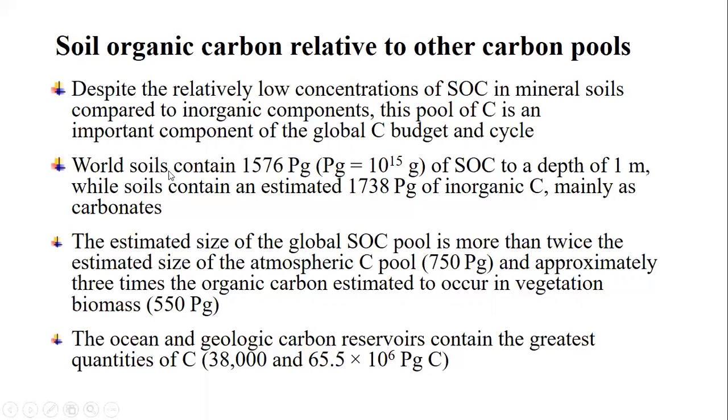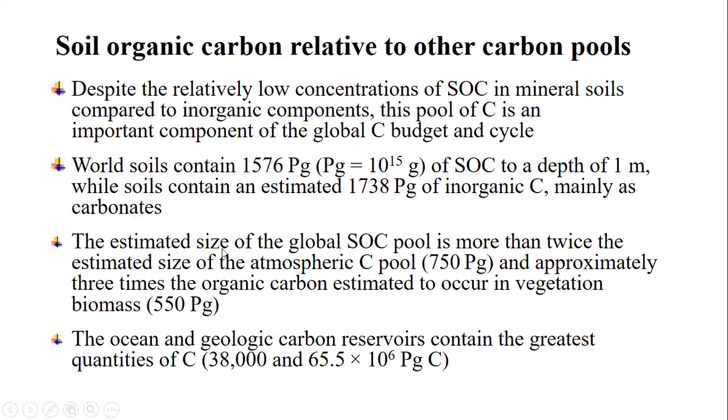Okay, so world soils contain 1576 Pg of soil organic carbon to a depth of 1 meter, while soils contain an estimated 1738 Pg of inorganic carbon, which is much higher than the organic carbon. And in what form is the inorganic carbon? Usually it's in the form of carbonates, calcium carbonates, magnesium carbonates, or the mixture, dolomites.